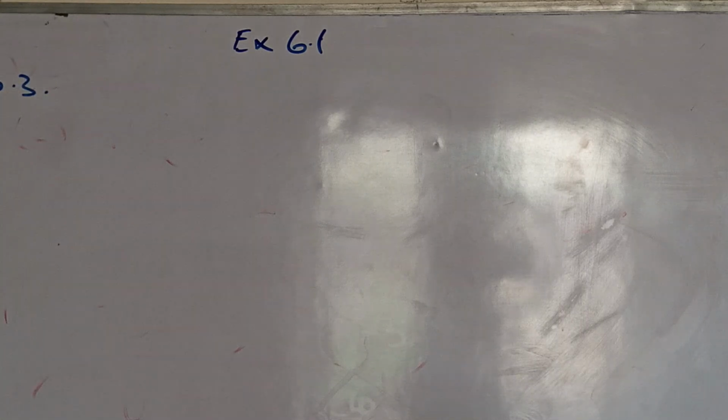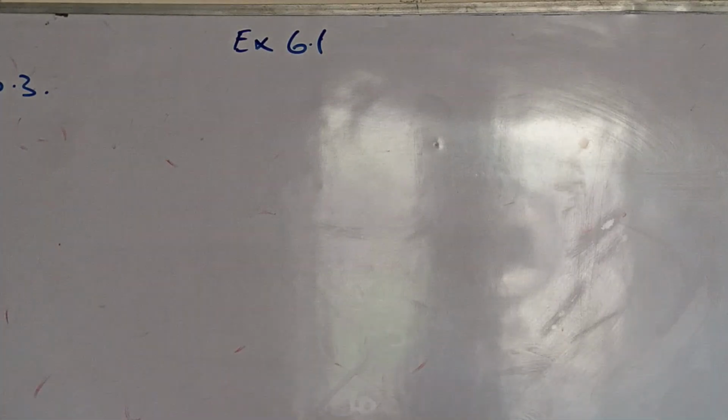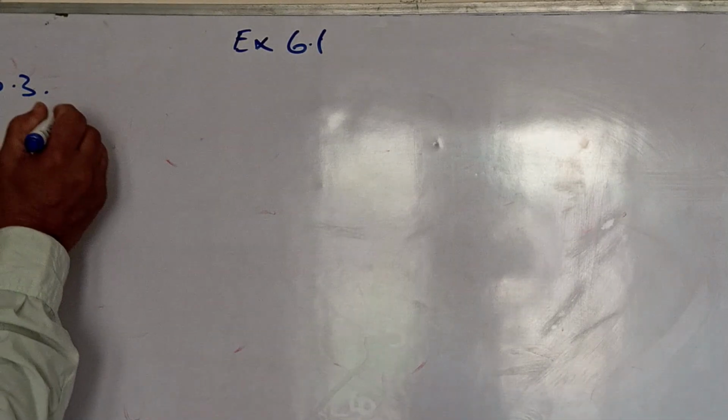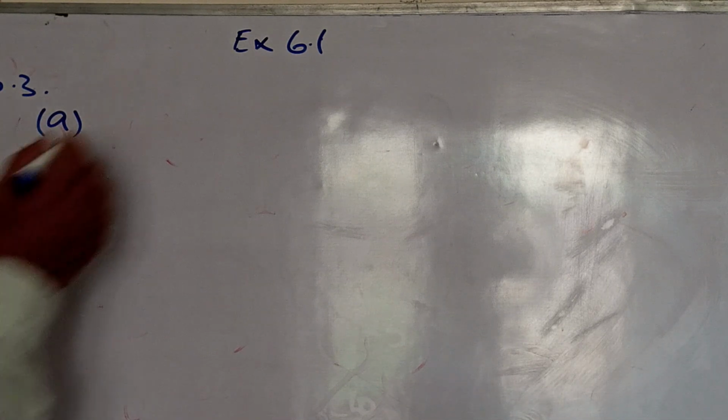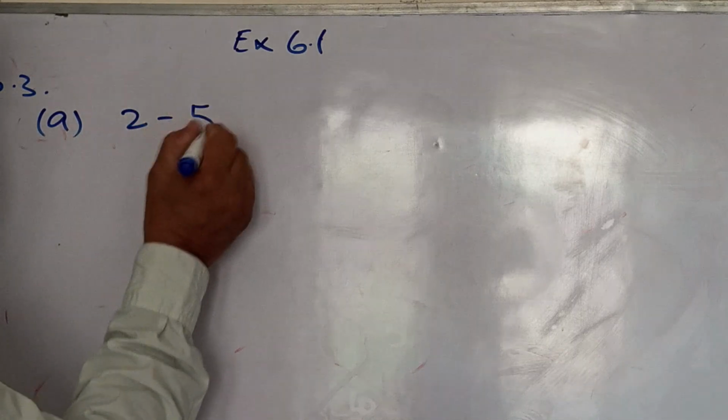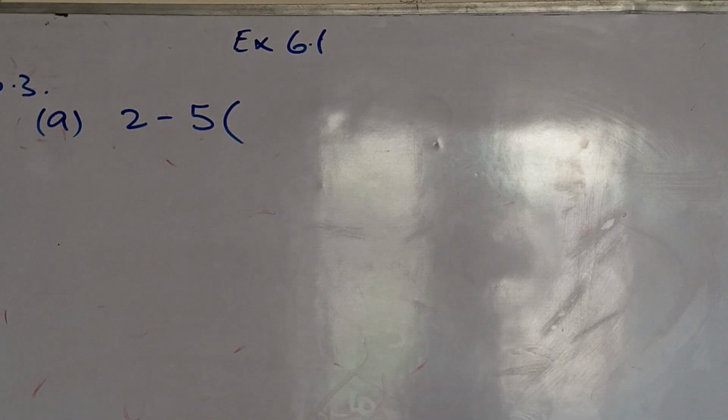Let me take part A. There is only a little difference between part A and part B. Part A says 2 minus 5, and x plus 2.